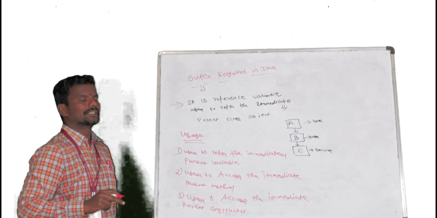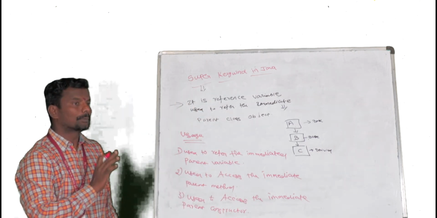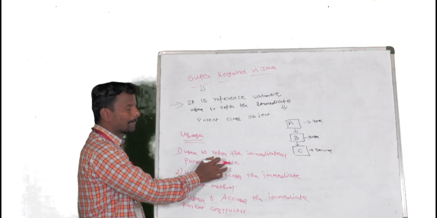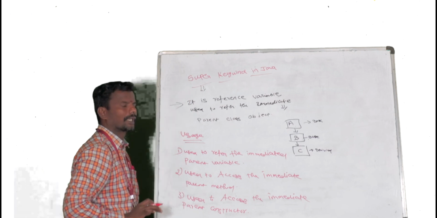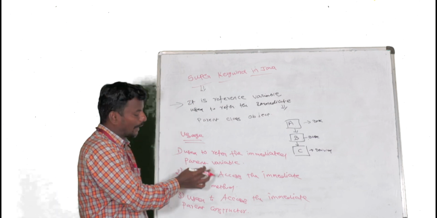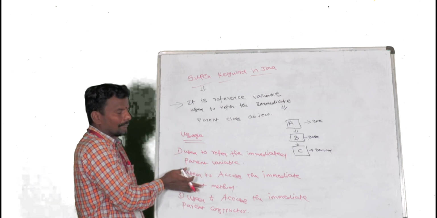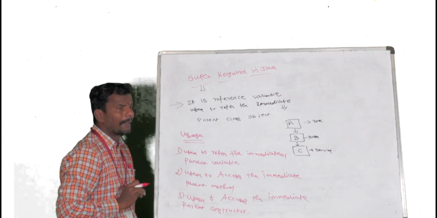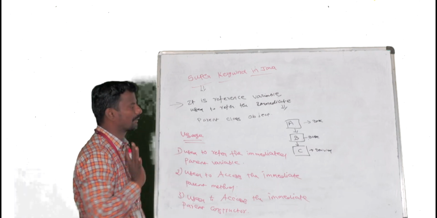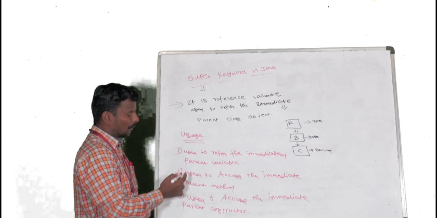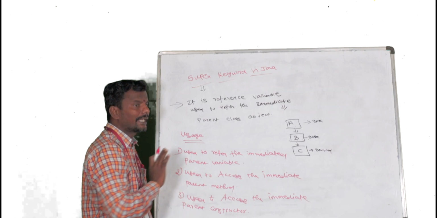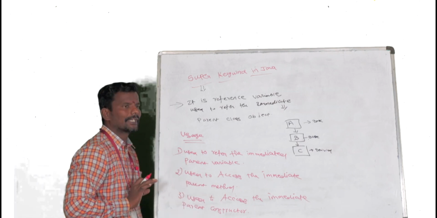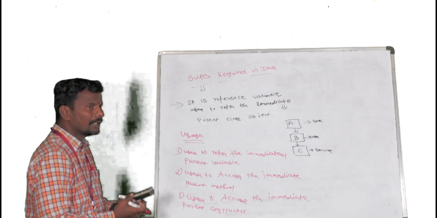These are the places where we use the super keyword. First, we use it to refer to the immediate parent variables. Next, it is used to access the immediate parent method, and next, to access the immediate parent constructor, also with the help of the super keyword only. Now we'll see examples of how to access the immediate parent variables, the immediate parent method, and the immediate parent constructor. We'll see them one by one.